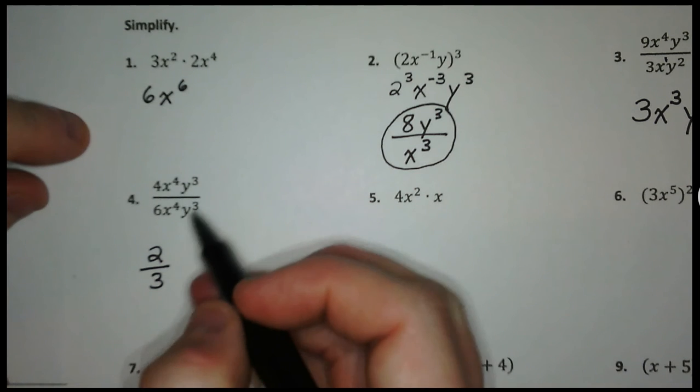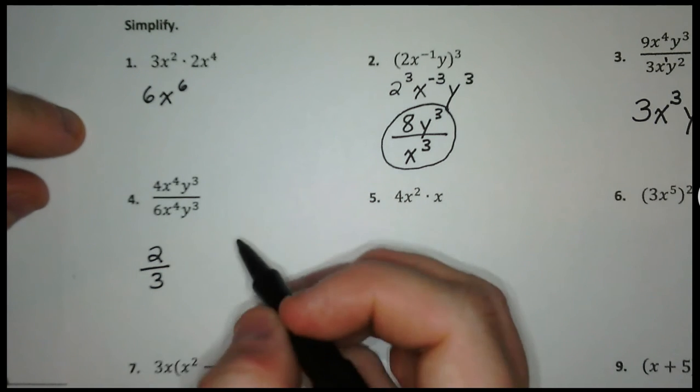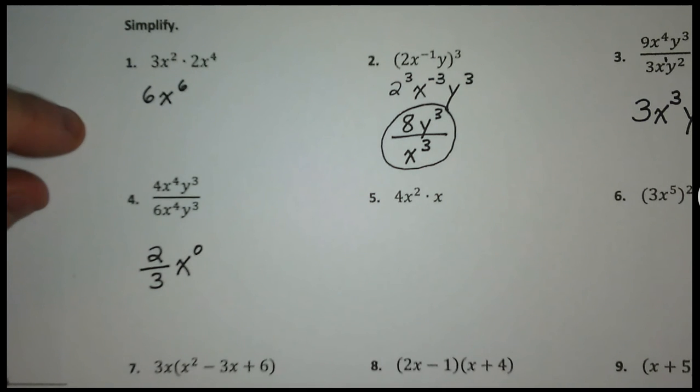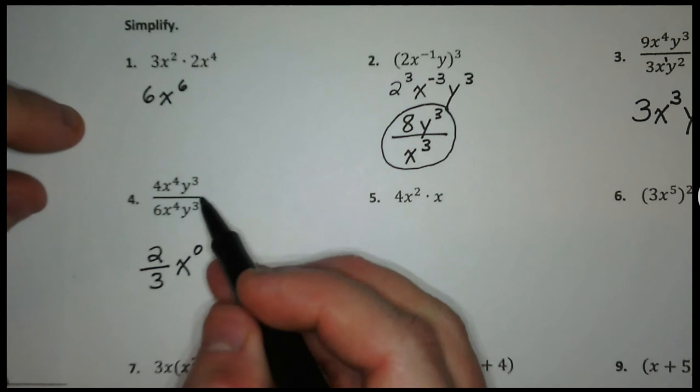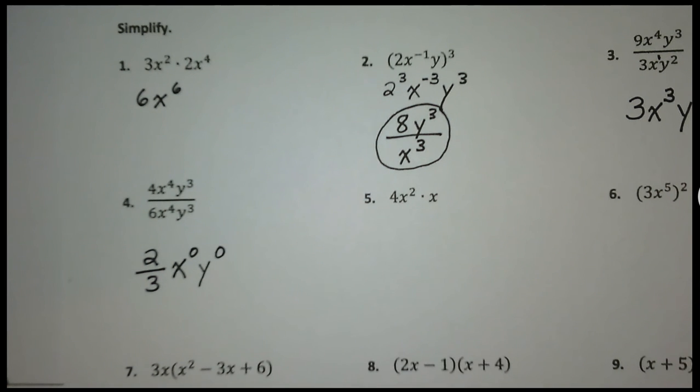And then as far as the bases with powers, again, we're going to subtract the powers. So it becomes x to the 0, 4 minus 4. And then, I don't think I meant it to be this way, but oh well. 3 minus 3, that's also 0.